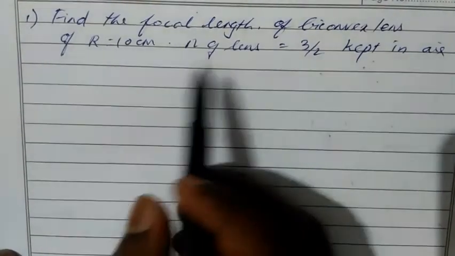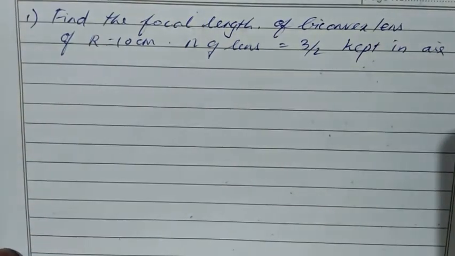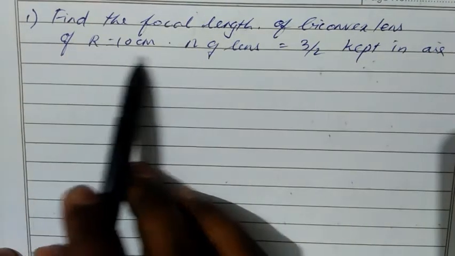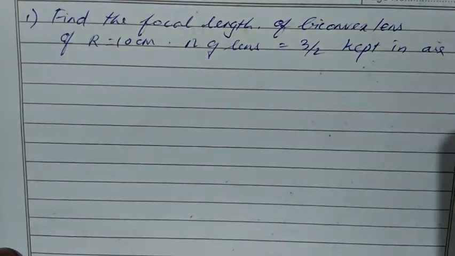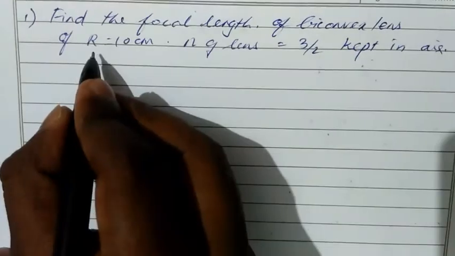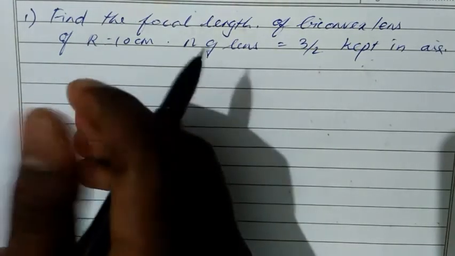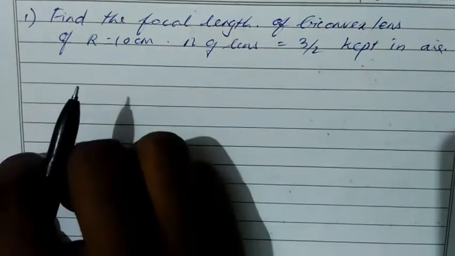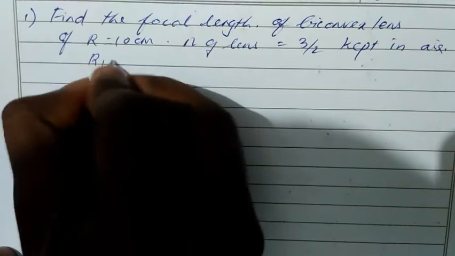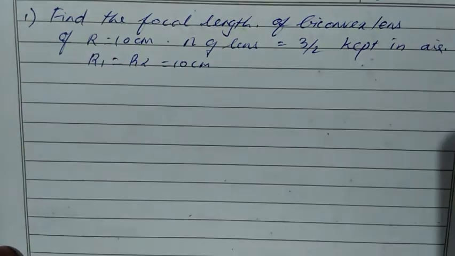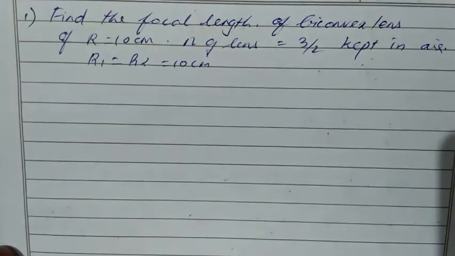First question, find the focal length of a biconvex lens. A biconvex lens has the same radius of curvature on both sides, 10 cm, and the refractive index of the lens is 3/2, kept in air. Okay, so what are the given data? R is given. R means radius of curvature. So we know for a biconvex lens we have R1 equal to R2. Correct? So we can take R1 equal to R2 equal to 10 cm.